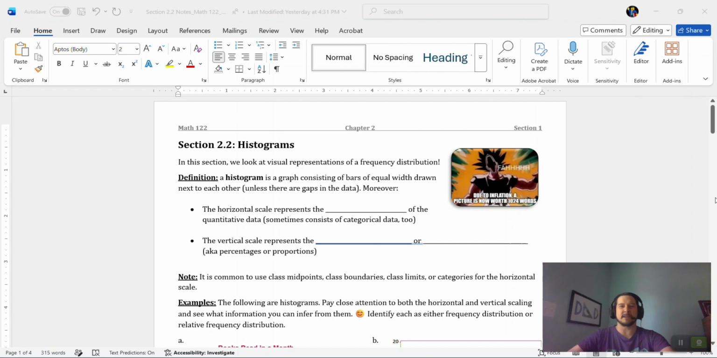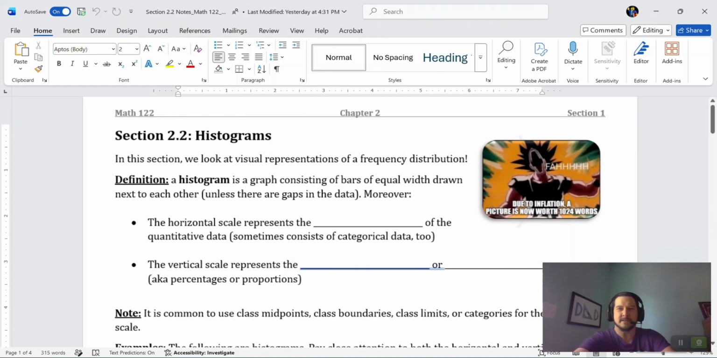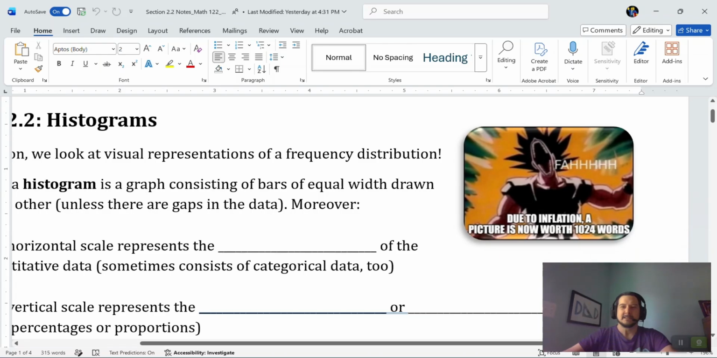So after giving it some thought, I figured maybe I'd start this section out with another one of those memes that I make on image flip. Let's see if I can zoom in here to show you guys it. All right, due to inflation, a picture is now worth 1,024 words.